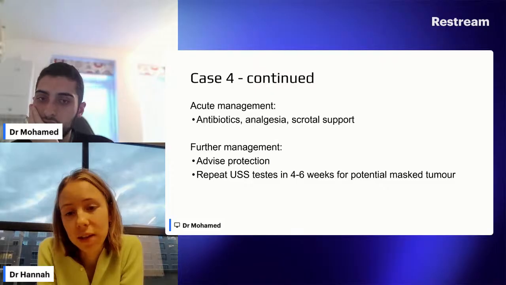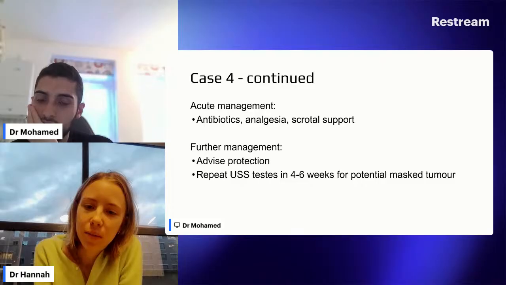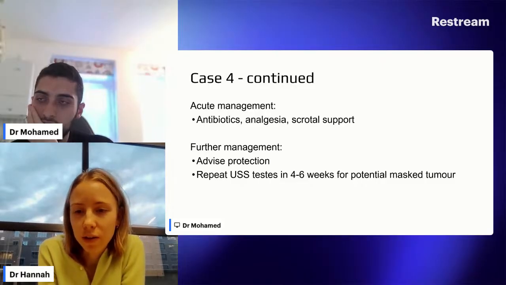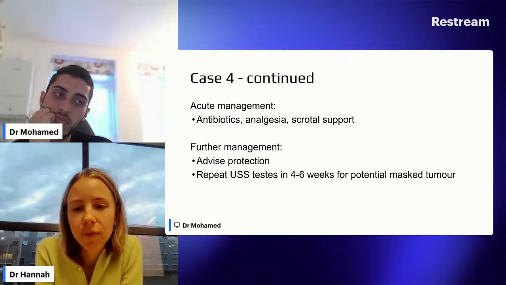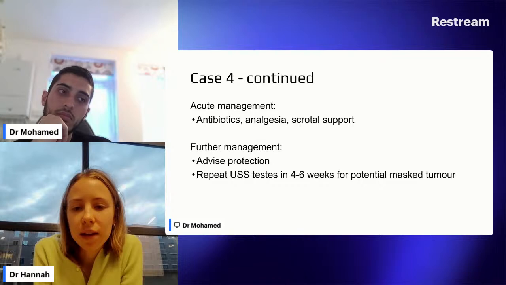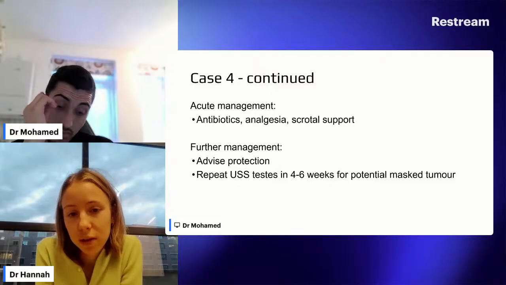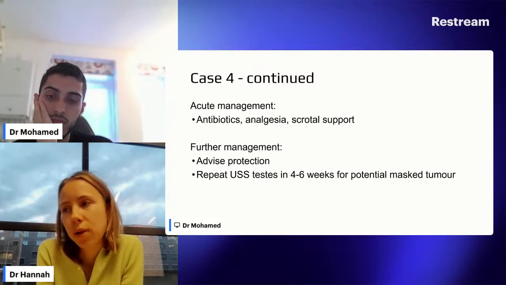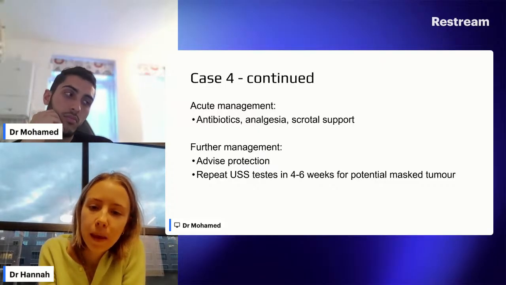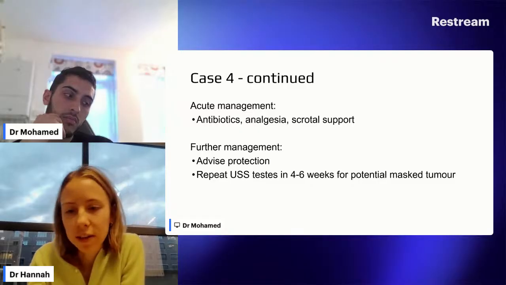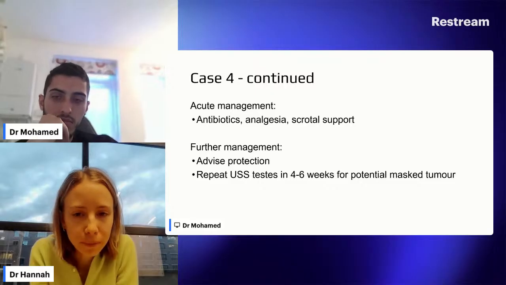And then further management, obviously explaining to them that this is an inflammatory reaction to an infection, and the way they can prevent it happening again is by preventing infection. And as we've already said, repeat an ultrasound testis in 4 to 6 weeks to look for a potential mass or tumor, because with all the inflammation going on, you might not immediately see it. Kind of similar to repeating a chest X-ray in 6 weeks' time when someone has focal consolidation when they're presenting with a pneumonia.